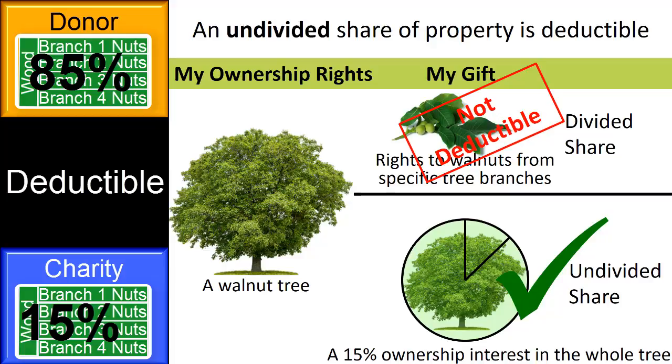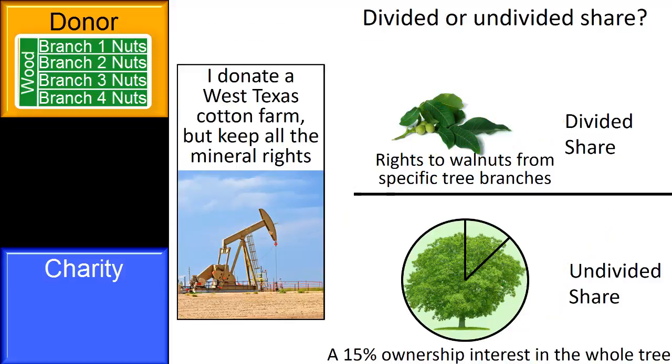Let's now examine some different examples of gifts to determine if they are divided share gifts, in other words, not deductible, or undivided share gifts, in other words, deductible. Suppose a donor gives a West Texas cotton farm to a charity, but keeps for himself all of the mineral rights to that farm. Is that a gift of an undivided share in all of the rights owned by the donor, or a gift of a divided share giving only specific kinds of rights to the charity?